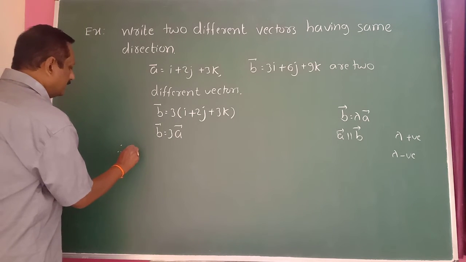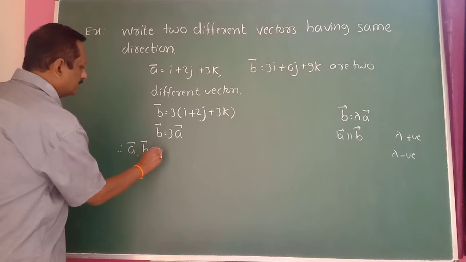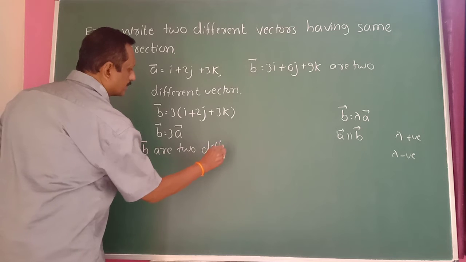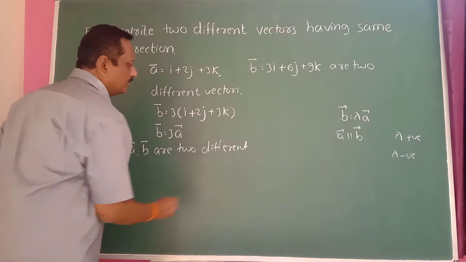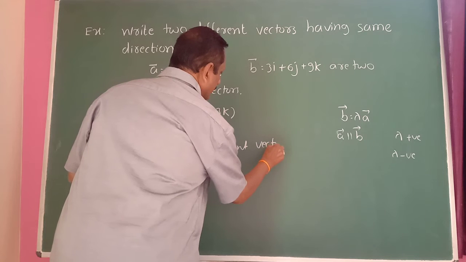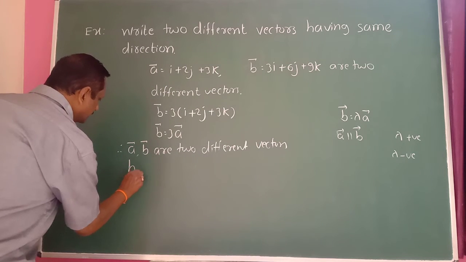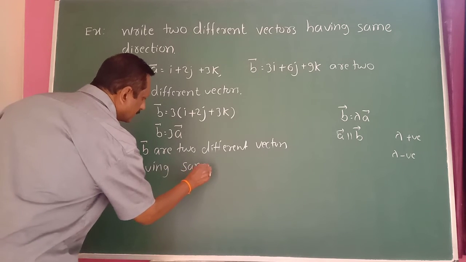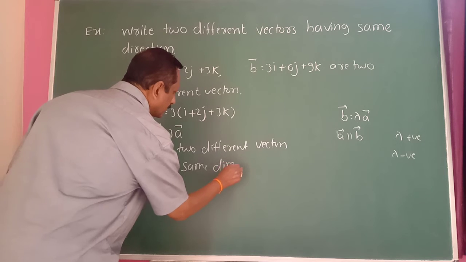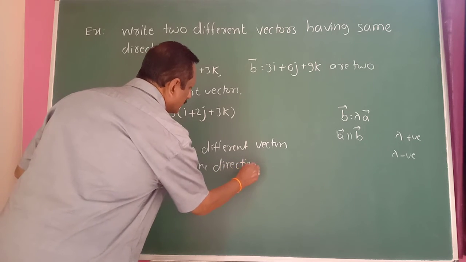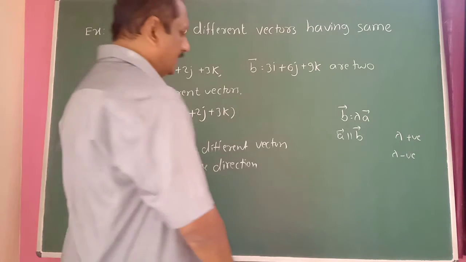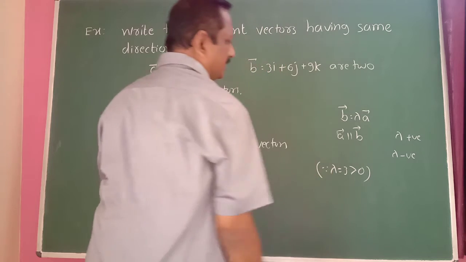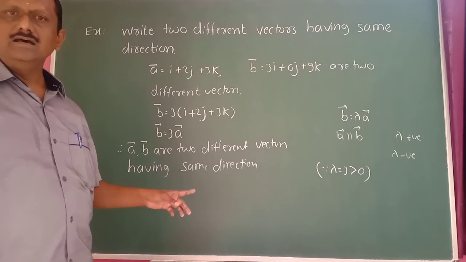Therefore a bar, b bar are two different vectors having the same direction, because lambda value is 3 here and it is greater than 0. If it is less than 0, then they have the opposite direction here.